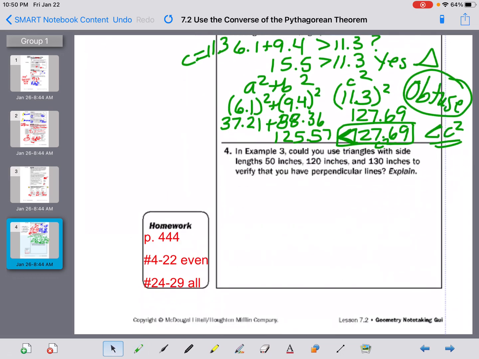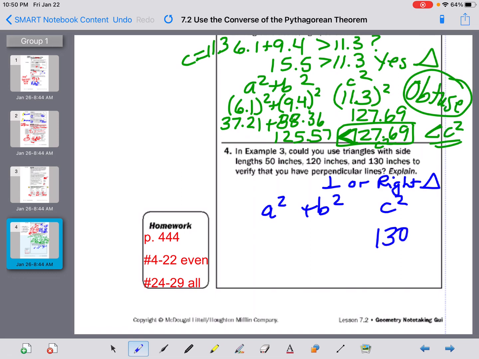All right, number 4, and then we're going to go do that margin one. Number 4 says, in example 3, could you use the triangle with sides 50, 120, and 130 to verify that you have a perpendicular line? So, if you had sides of 50, 120, and 130, does that prove perpendicular? Or, don't forget, right triangle, right? That's really what they're asking. So, let's check A squared plus B squared, C squared. Which one's the largest? 130. So we plug them in. Will this prove a right triangle?